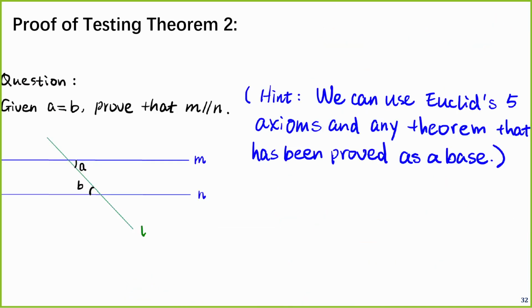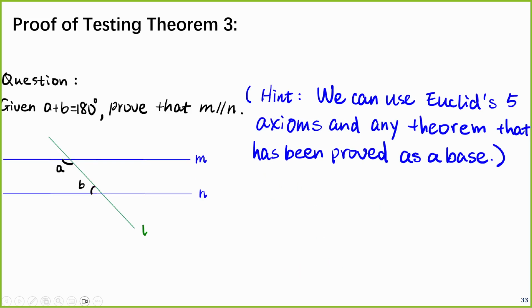Okay. Then using the conclusion, we can also prove the second, third, and remaining theorems. The second one becomes much easier, right? Here we have, given A equals B, can you prove M is parallel to N? Of course we can, because A equals B, and A also equals C, right? Therefore, we have B equals C. We have just proved that when corresponding angles are equal, the two lines are parallel. So the second one becomes much easier, right?